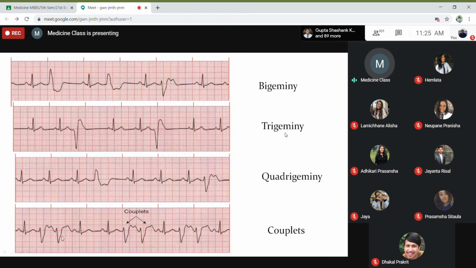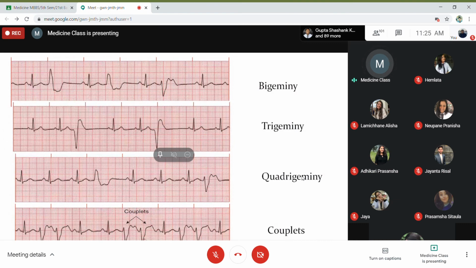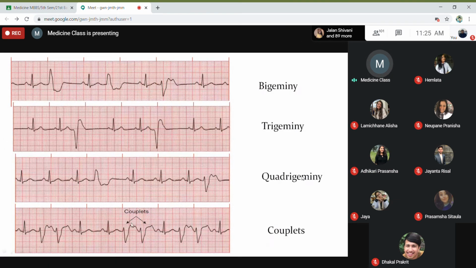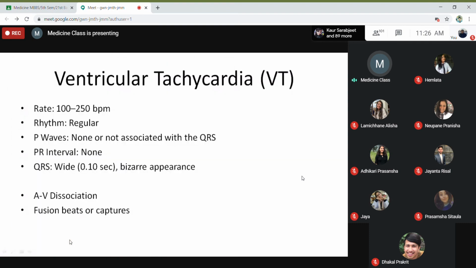If three come together, 1, 2, 3 PVCs, then normal beats, and 3 PVCs, then we call that triplets. And if four come together, then it's quadruplets. And if five come, then it's ventricular tachycardia. So if there is a long run of PVCs together, then we call that ventricular tachycardia. So the rate would be around 100 to 250.